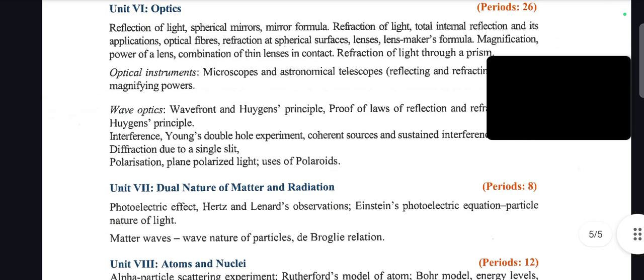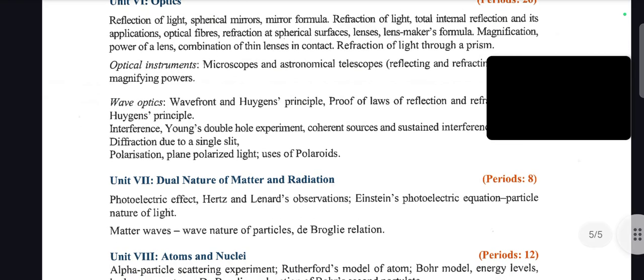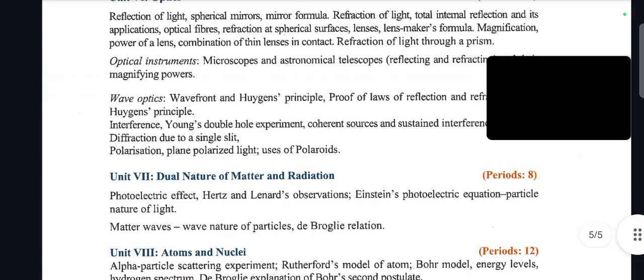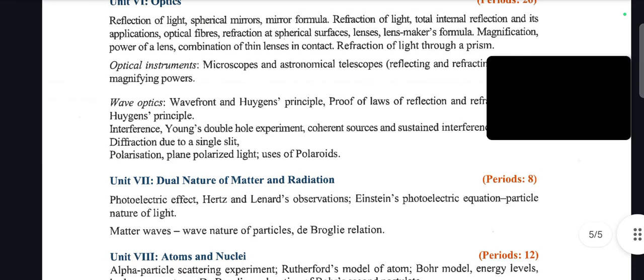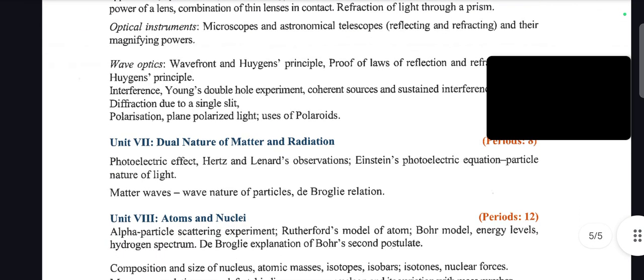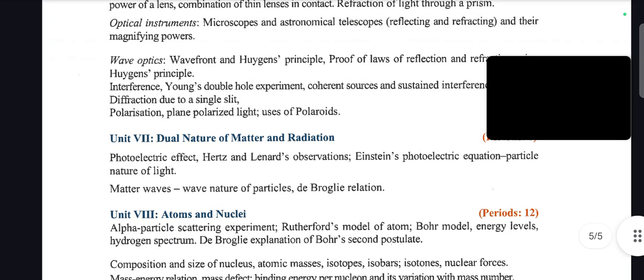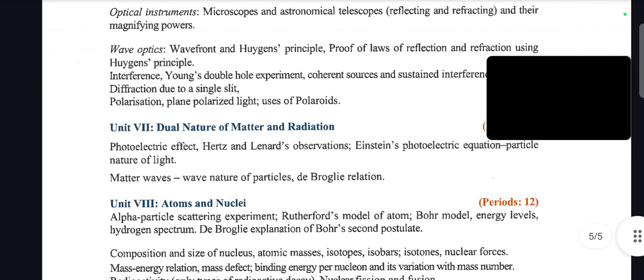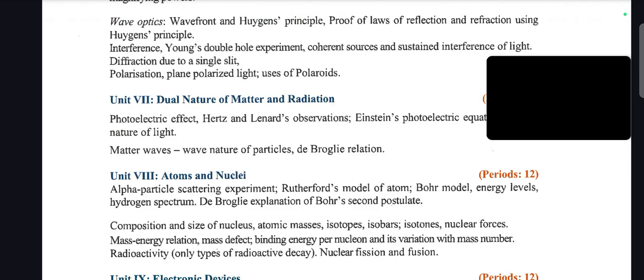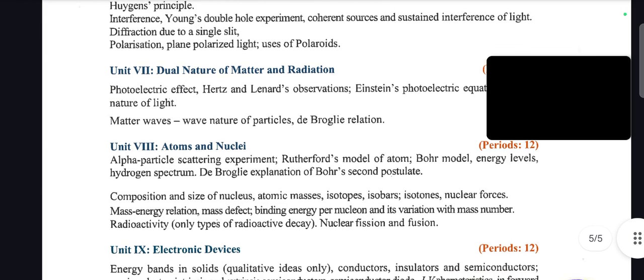internal reflection and its application, optical fiber, refraction at spherical surface, lenses, lens maker's formula, magnification, power of a lens, combination of thin lenses in contact, refraction of light through a prism and optical instruments, microscopes and astronomical telescopes and their magnifying powers, wave optics, wavefront and Huygens principle, proof of laws of reflection and refraction using Huygens principle, and all other things.